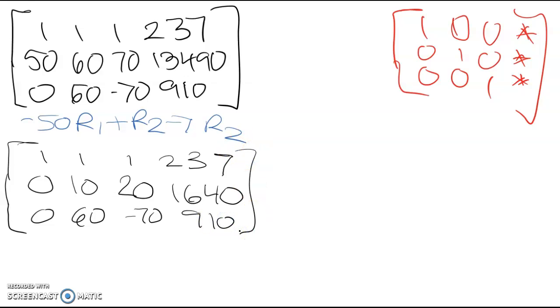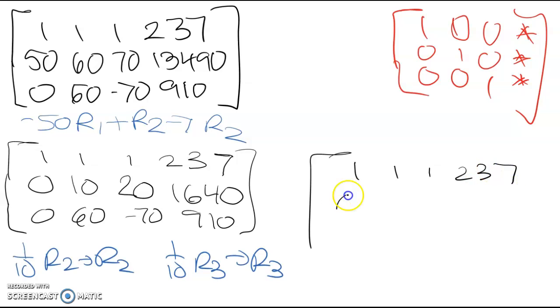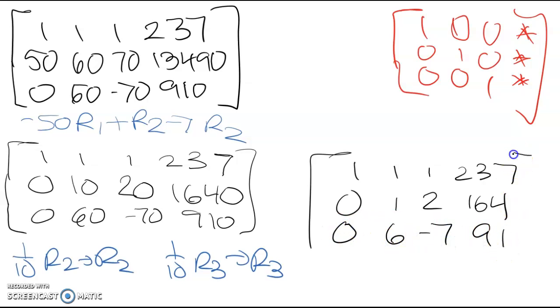Now just for my own self, to make this problem just a little bit smaller, I am going to reduce both of those last two equations by a factor of 10. So I'm going to do 1/10 row 2, and I'm also going to do 1/10 row 3, just to make them a little bit smaller, because it's a little bit easier to deal with when they're smaller. Okay, so after I do that, I now have 1, 1, 1, 237, 0, 1, 2, 164, and 0, 6, negative 7, and 91.